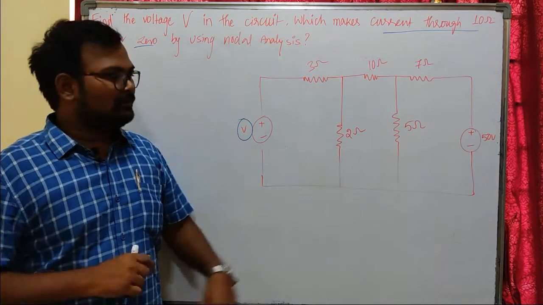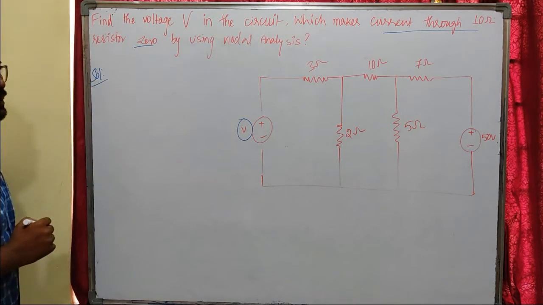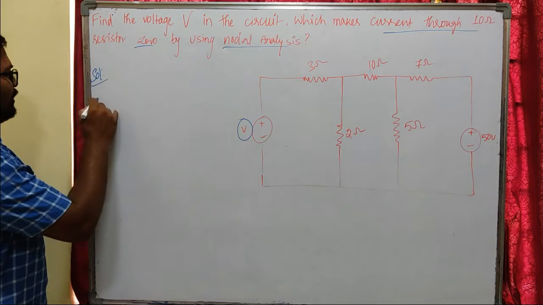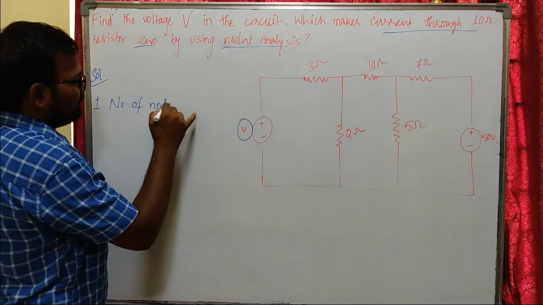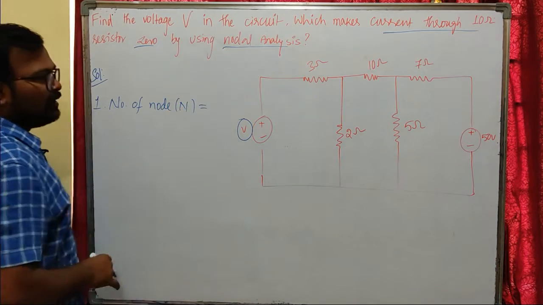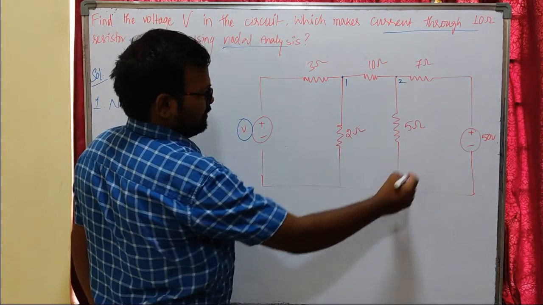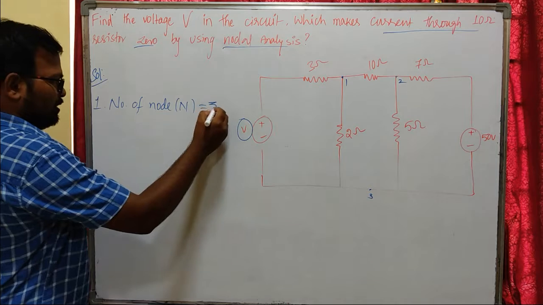Now I am going to solve the circuit here. We need to apply nodal analysis, as mentioned in the question itself. For that, the first step is to find the number of nodes, which are the principal nodes. Here we have node 1, here we have node 2, and similarly this is our node 3. So this is a 3 node circuit. The number of principal nodes is 3.